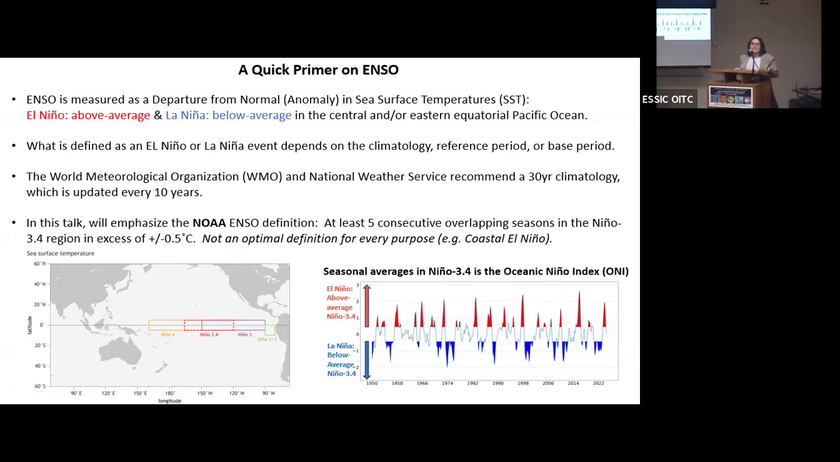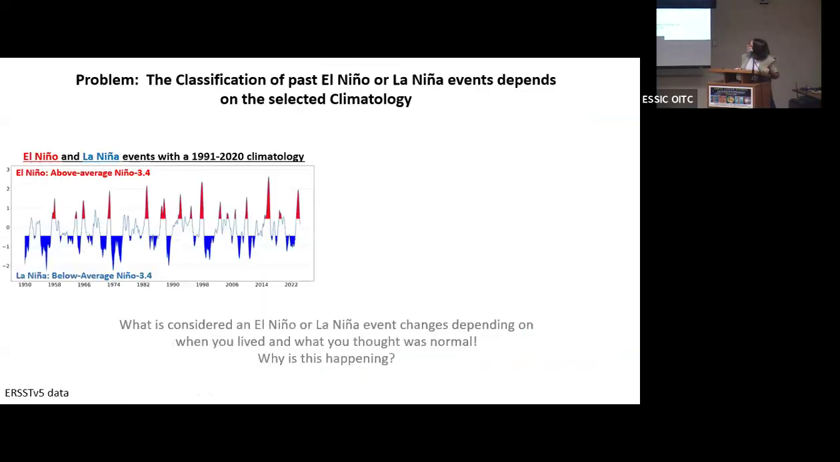So I sometimes say ONI when I'm referring to that 3-month running average. Okay, now that we have that out of the way, let's get to our problem and why we're here today, which is that the classification of El Nino and La Nina events will change depending on your base period or your climatology.